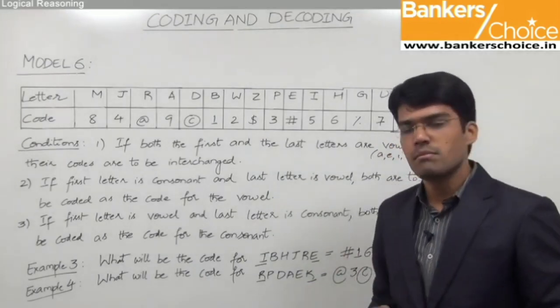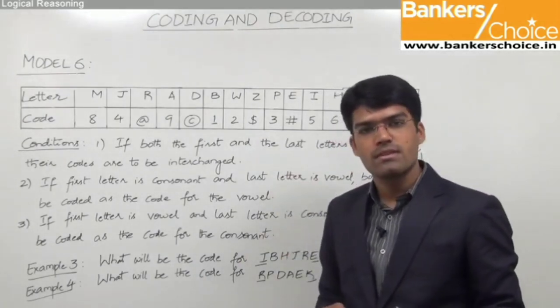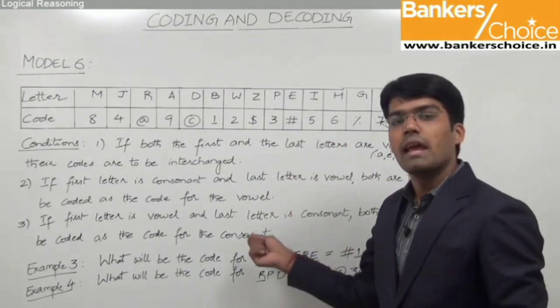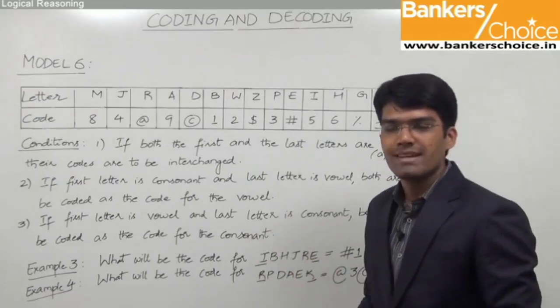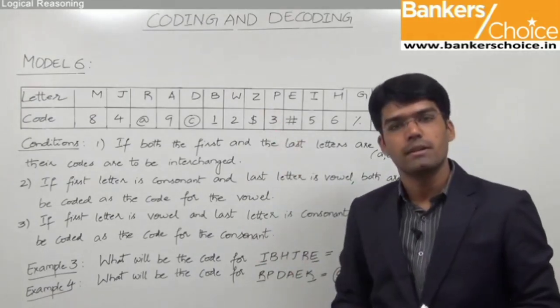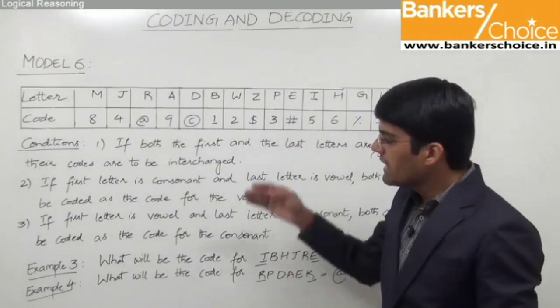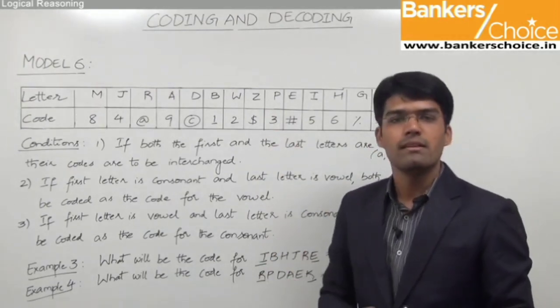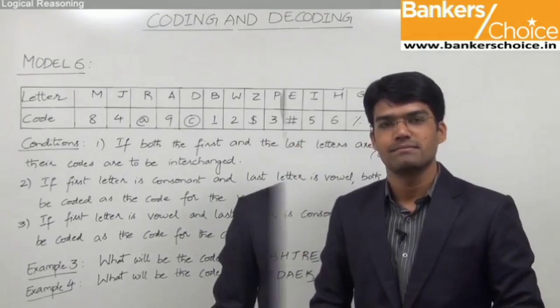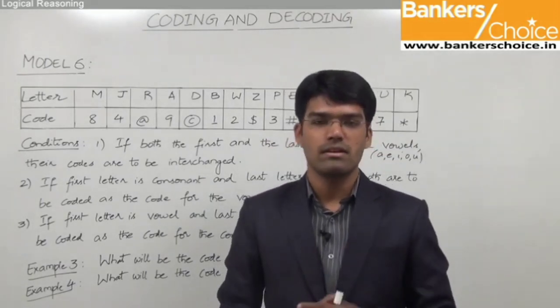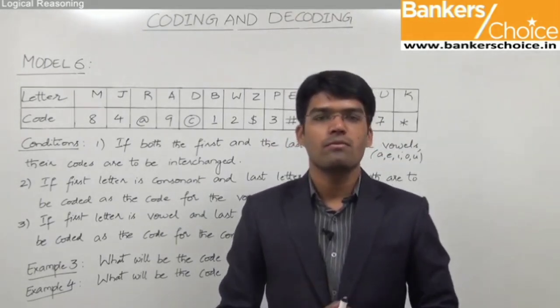So friends, remember that for these types of questions, always follow the conditions and then do the coding for the given word as per the codes given in the table. And if there is any word which doesn't come under any of the conditions, the coding can be done directly from the table. So friends, these are the various models which you can expect from the topic of coding and decoding in bank exams.